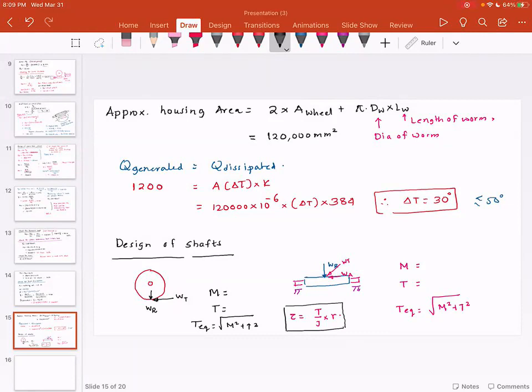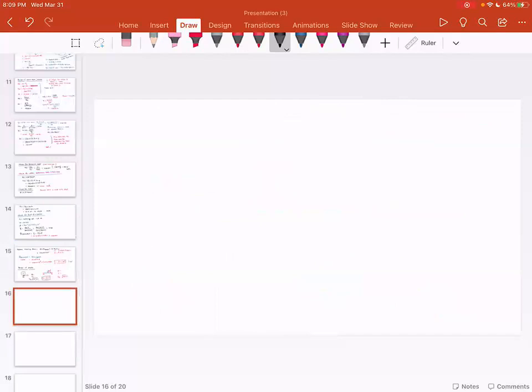So if there are no questions on worm and worm wheel design, good news is that we finish the gear design, and the next part that we are going to study is internal combustion engine, also called IC engine. So, design of internal combustion engine.